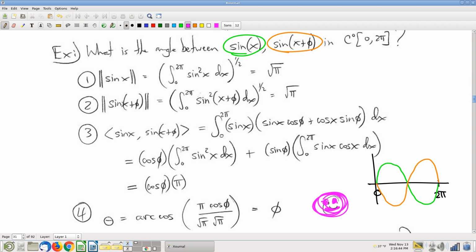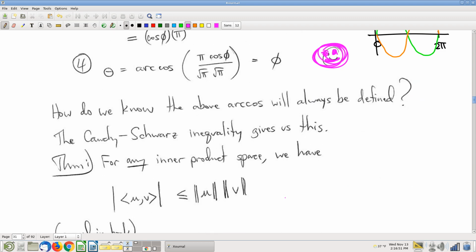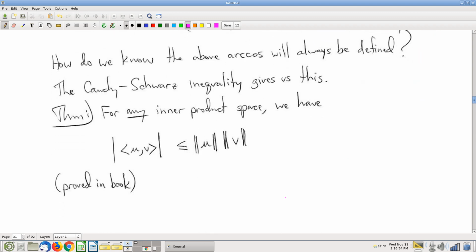Anybody else? All right. Okay. Here's another fact. Cauchy-Schwarz inequality.